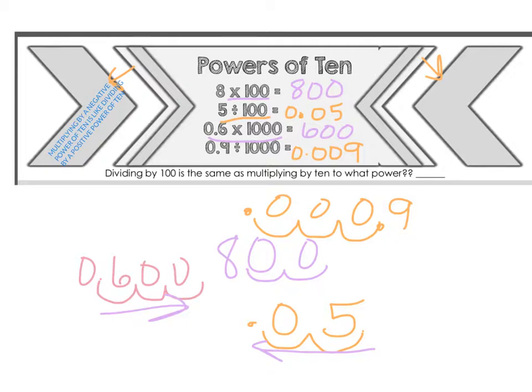A couple things to put on the arrows right here. Okay, I just made a little note. Multiplying by a negative power of 10 is like dividing by a positive power of 10. And just keep in mind, when you're multiplying, those numbers are getting increasingly bigger. And if you're dividing, your number is going to get smaller. So if you have a negative exponent, your number is going to get smaller. Oh, one more thing. Dividing by 100 is the same as multiplying by what power of 10? So dividing by 100 is the same as multiplying by 10 to the negative second power.